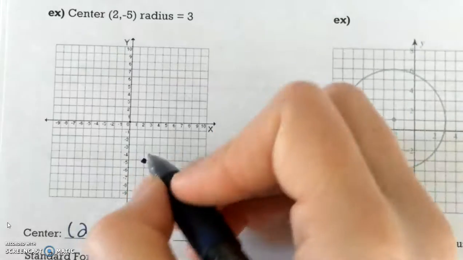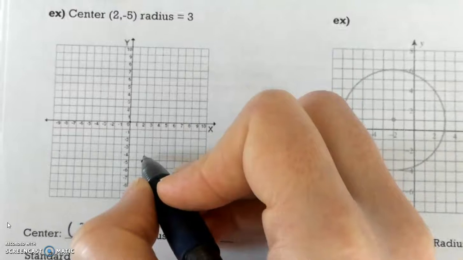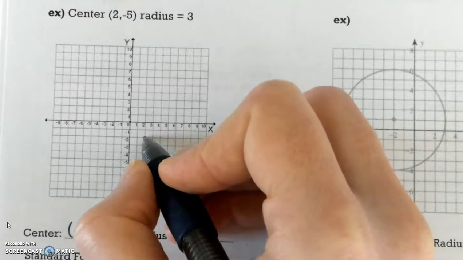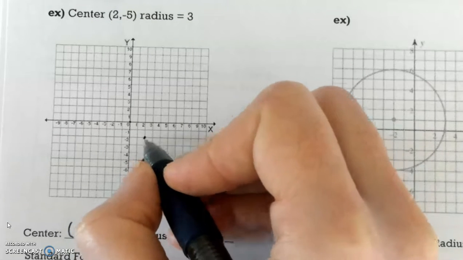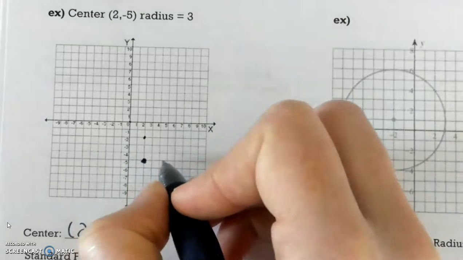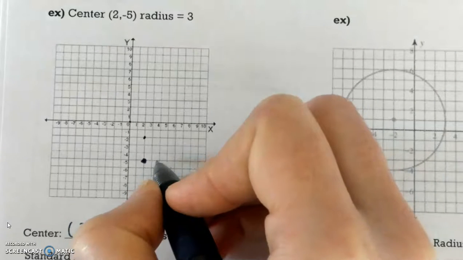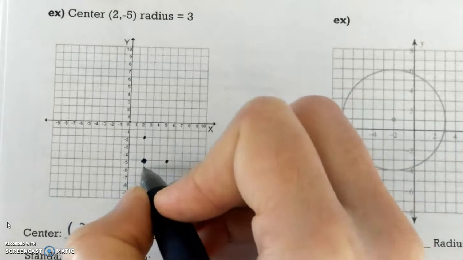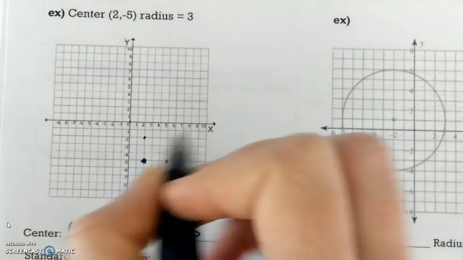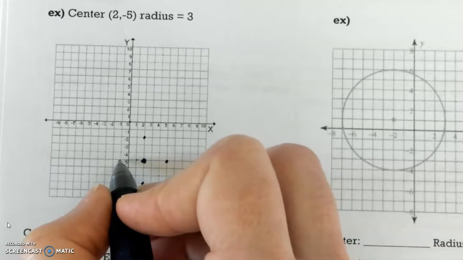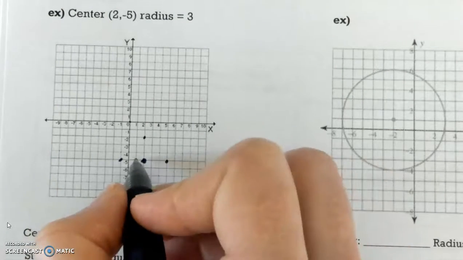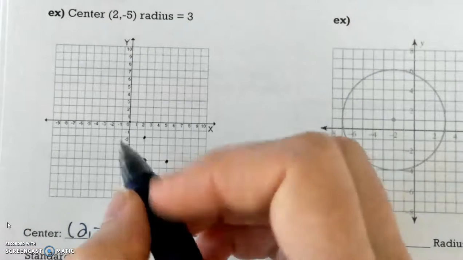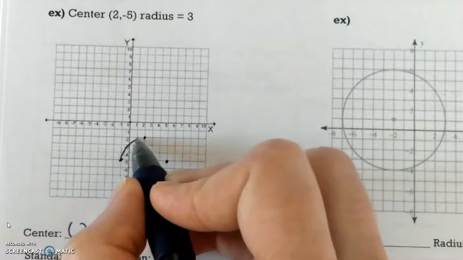So since I have a radius of 3, I know that there's going to be a point 3 units above. 1, 2, 3. There's going to be a point 3 units to the right. 1, 2, 3. A point 3 units down. And a point 3 units to the left. All right, once I have those 4 points, I can connect them as best I can.